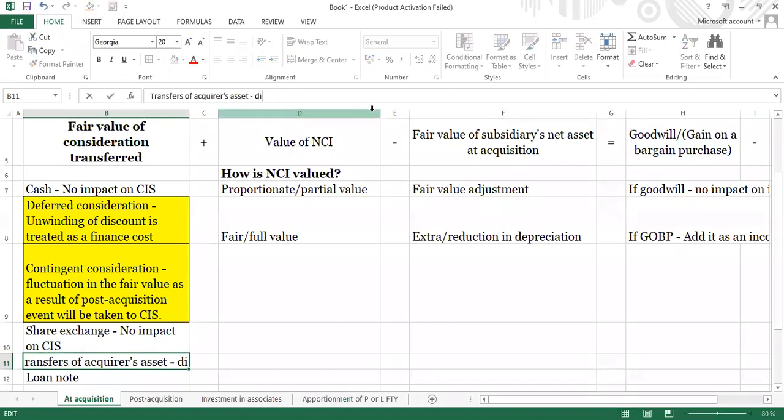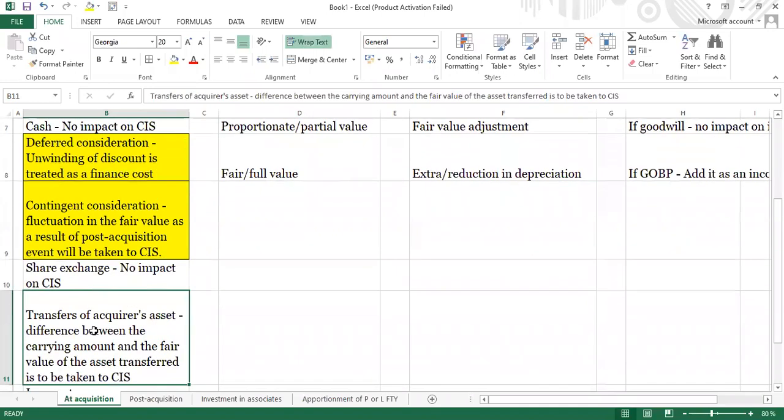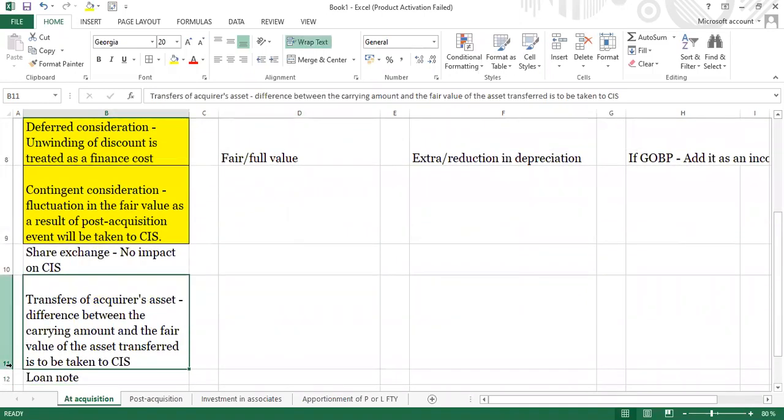So I will just put it there: the difference between the carrying amounts and the fair value of the assets transferred is to be taken to the consolidated income statement. So that's how you find it affecting your profit or loss.